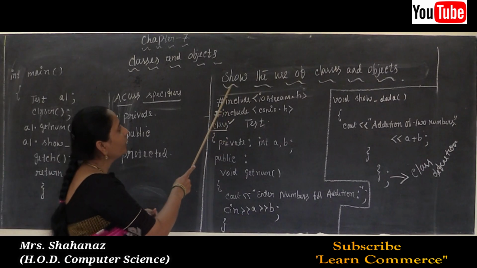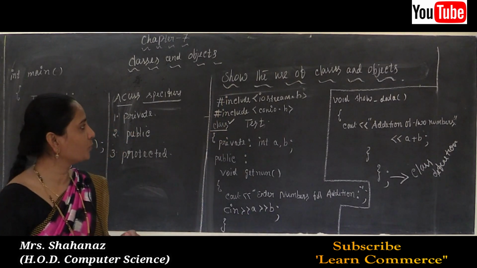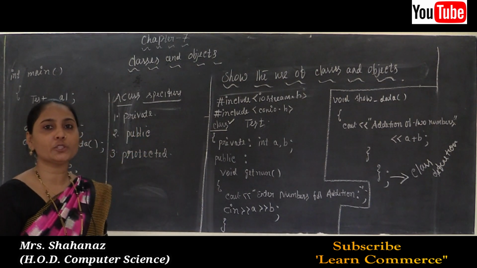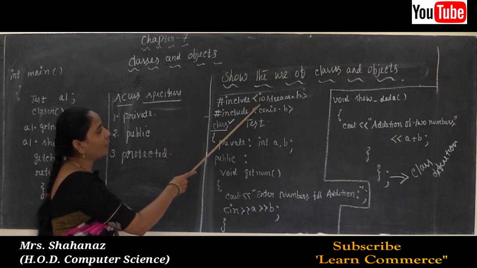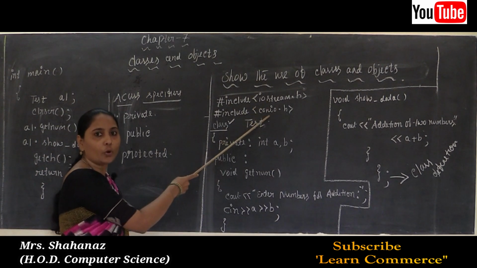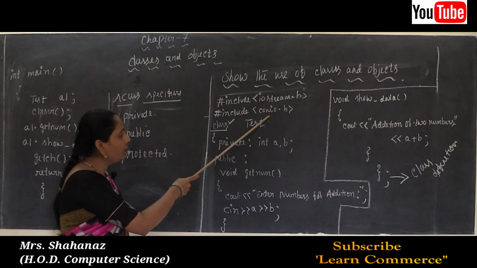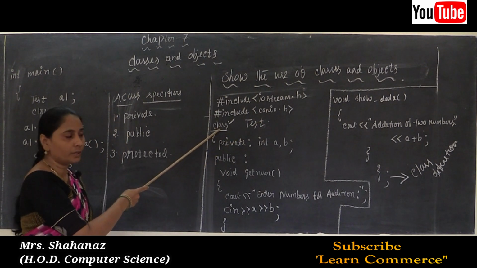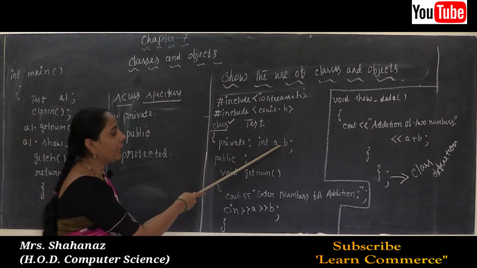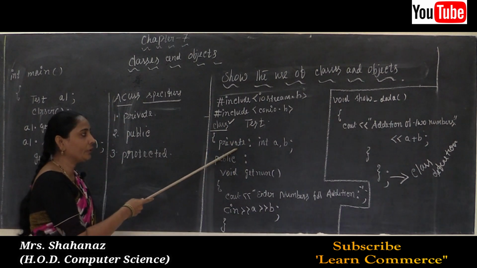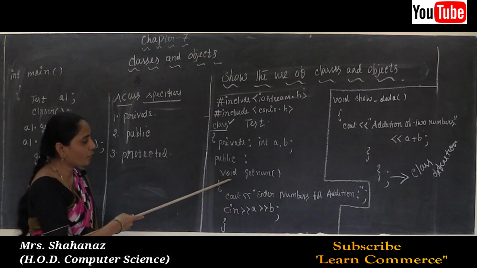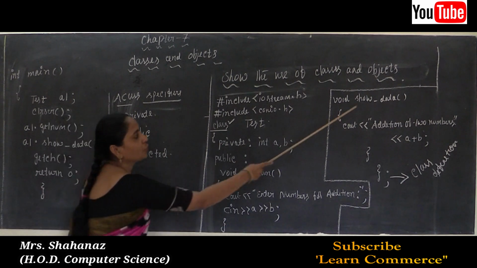We already know how to use classes and objects. Before starting the program, first of all we need to write the header files, iostream and conio. So iostream is for input and output, conio is to clear the screen, and the class keyword, test is the class name, member data are A and B, and I am going to declare them by using the access specifier private, and member functions are getNum and showData.